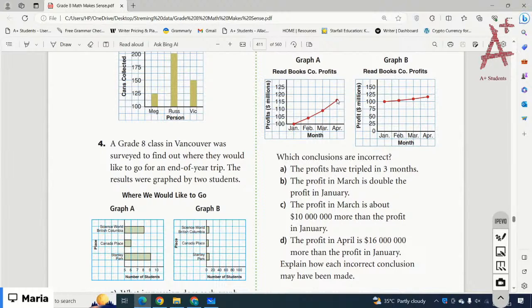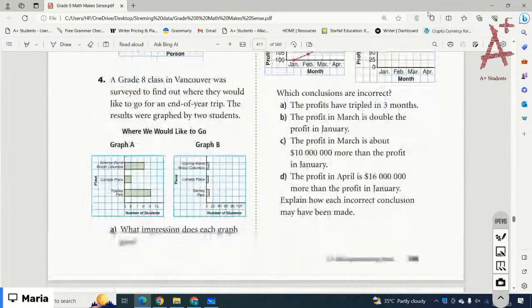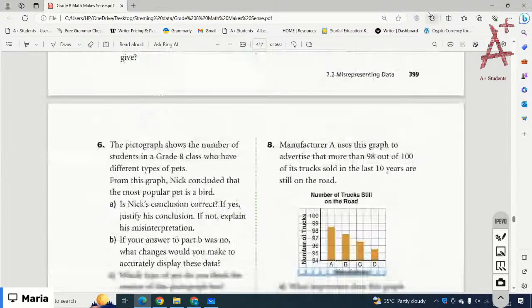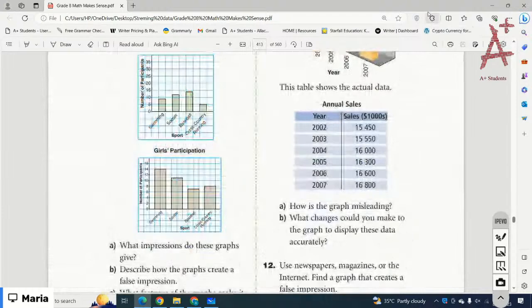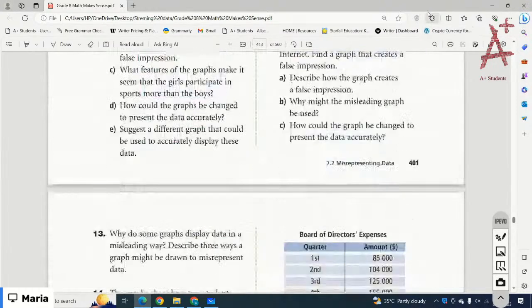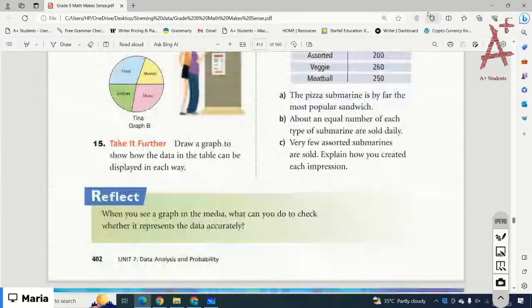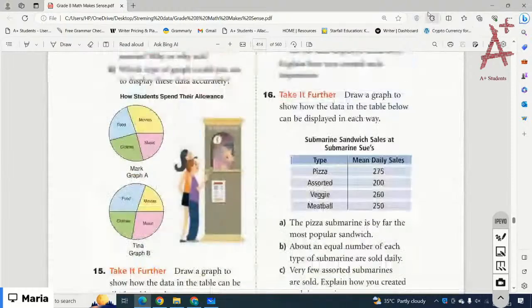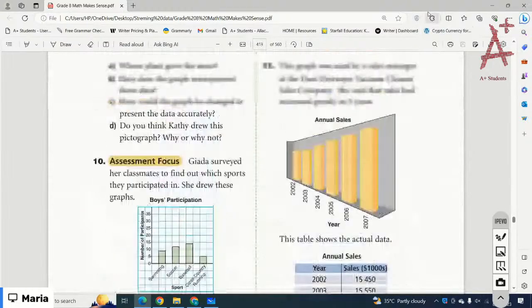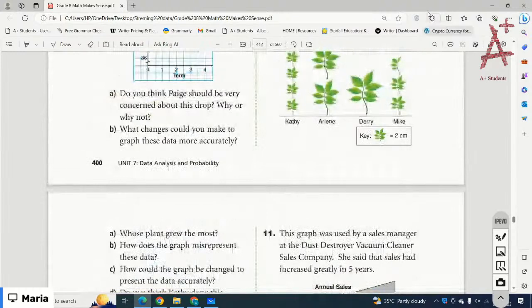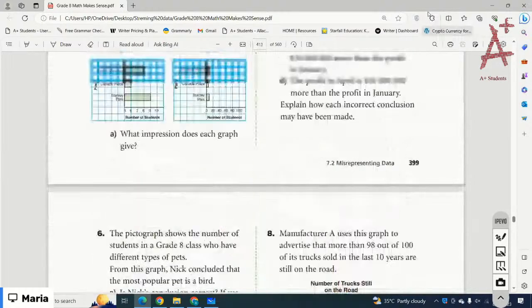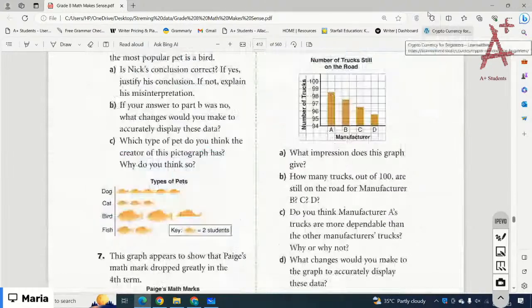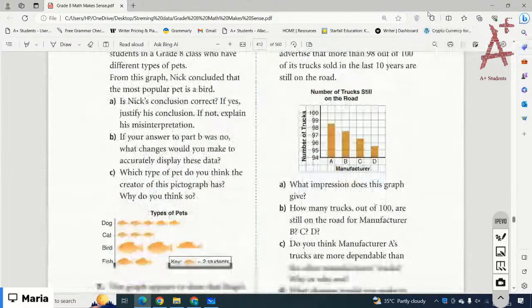Okay, the next one is, let me just see. So many questions. Let me just skip some of them. Let's start with question number 7.